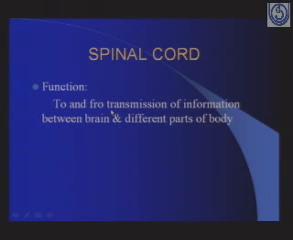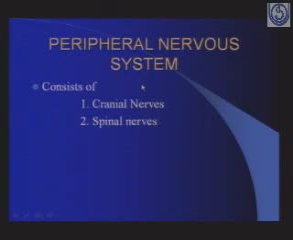So what is the function of the spinal cord? To and fro transmission of information between the brain and different parts of the body. It is the brain which controls us, and the message comes through the spinal cord. The spinal cord acts as a medium through which information is passed from the peripheral part of the body to the brain, and from the brain to the peripheral part of the body. That is a to and fro transmission of information between the brain and different parts of the body.